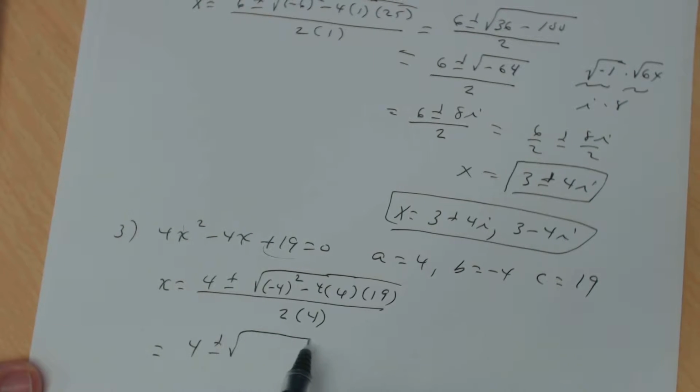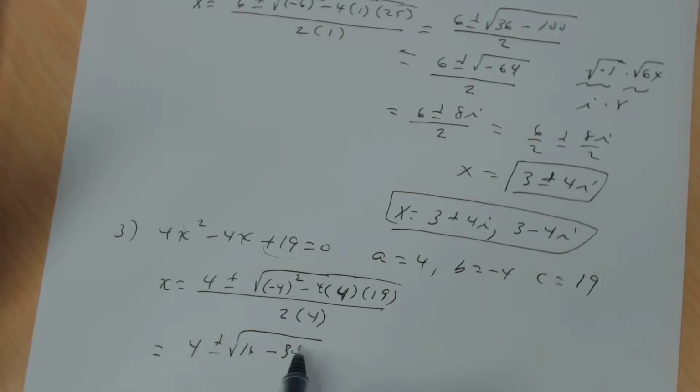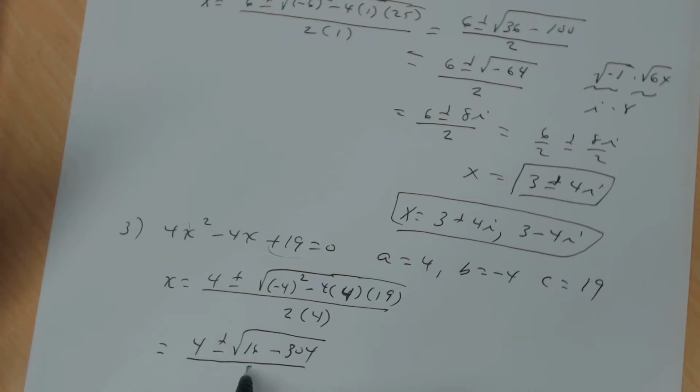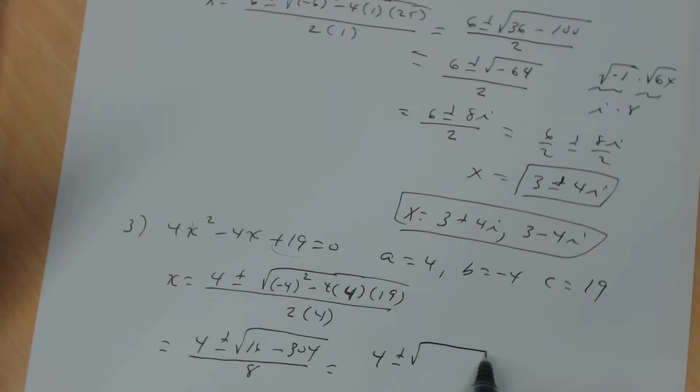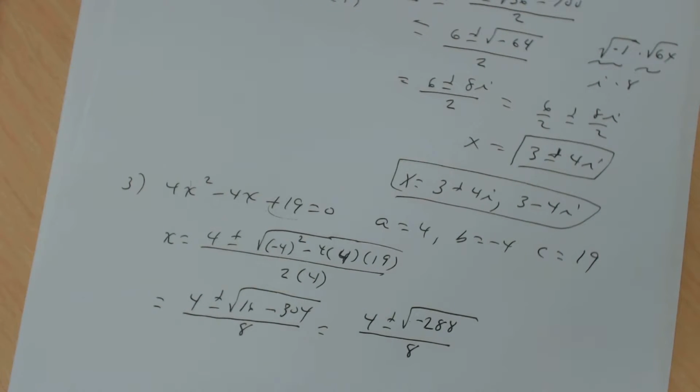So I get x equals 4 plus or minus the square root of, okay, negative 4 squared is 16. A negative times a positive is a negative, and then 4 times 4 is 16, and then 16 times 19, use your calculator, turns out to be 304, all over 2 times 4, which is 8. So I get 4 plus or minus the square root of 16 minus 304, which will give you a negative 288, divided by 8. So that's where we're at.